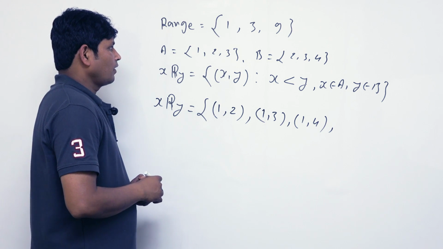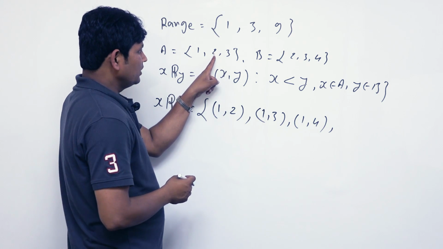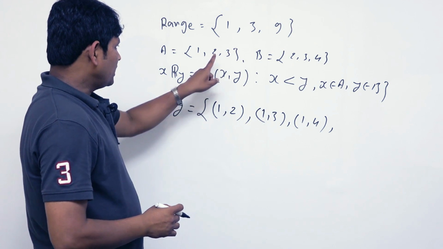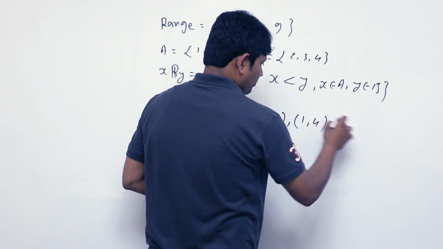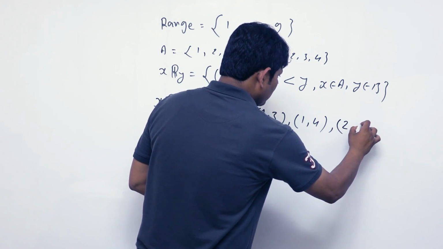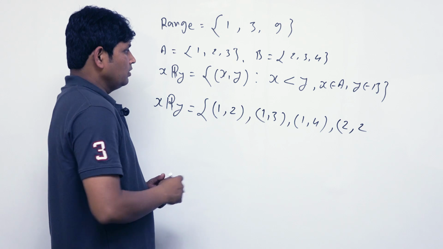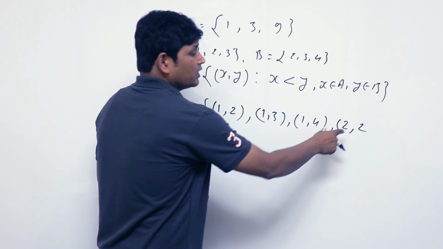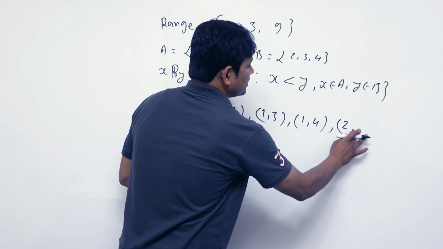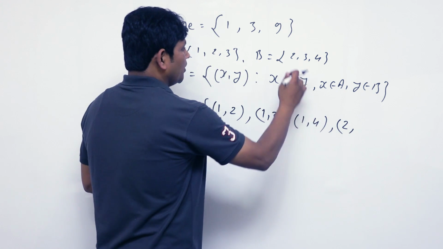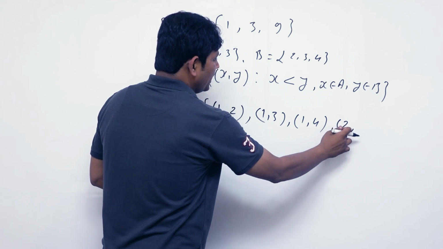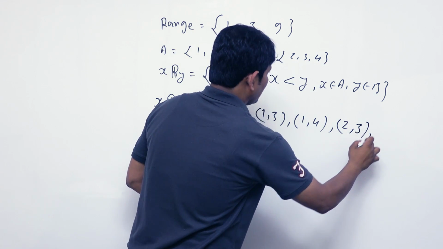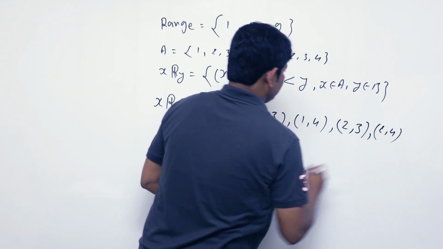With the 1, each and every element gets related. But can 2 be related with 2? No, because x is smaller than y. This should be smaller than that. This is not smaller, this is equal. So we can't take this. We can take a value bigger than 2. Is there any value bigger than 2? Yes, there is 3, there is 4.